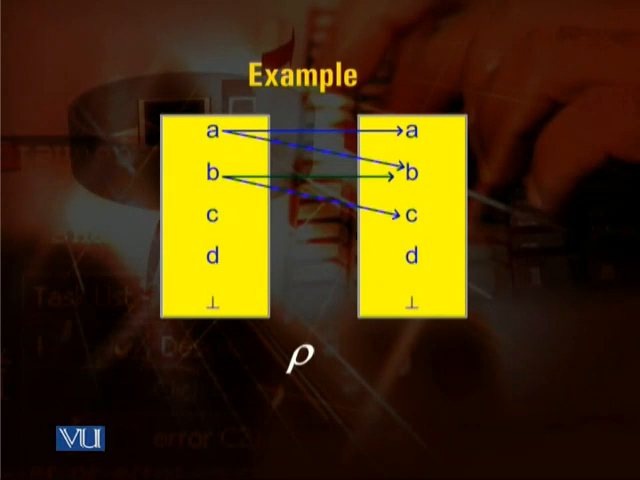If we have this language with symbols A, B, C, and D, this is what we have in our domain. The relation is A to A, B to B, and B to C. In the domain, we are not using C and D. So this is a partial relation.